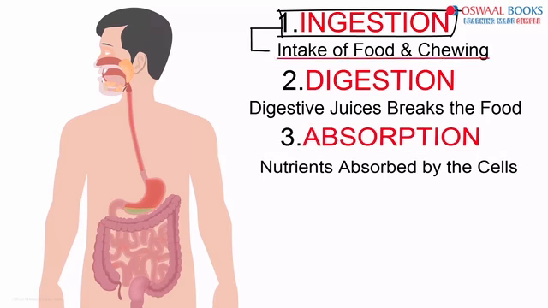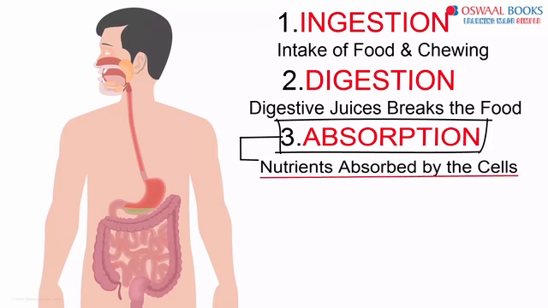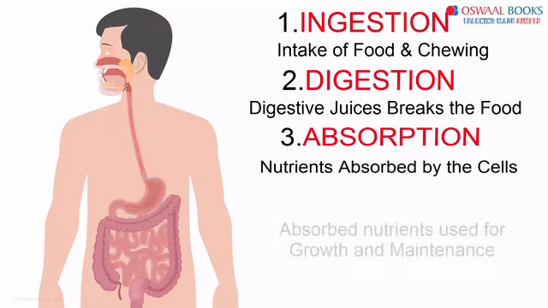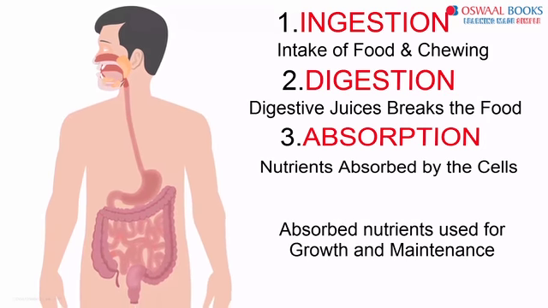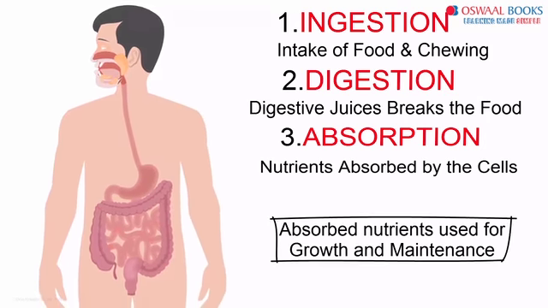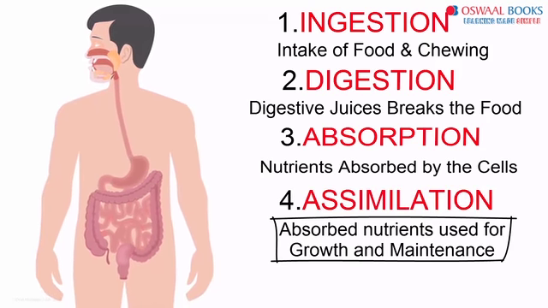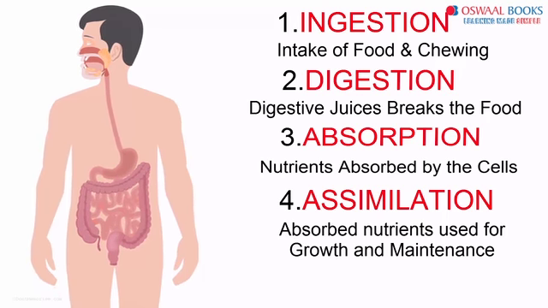Ingestion is intake of food, digestion is breaking it down to simple substances, and absorption is absorbing the nutrients by the cell. These simple food molecules are either stored or used to perform various functions. Functions like producing energy, building up of the body, and repairing it too. This part is called assimilation. We say that the food is assimilated by the body, which means that it is consumed and utilized.